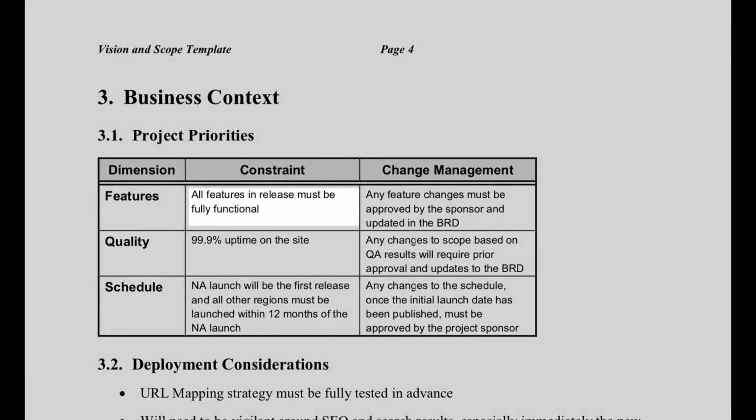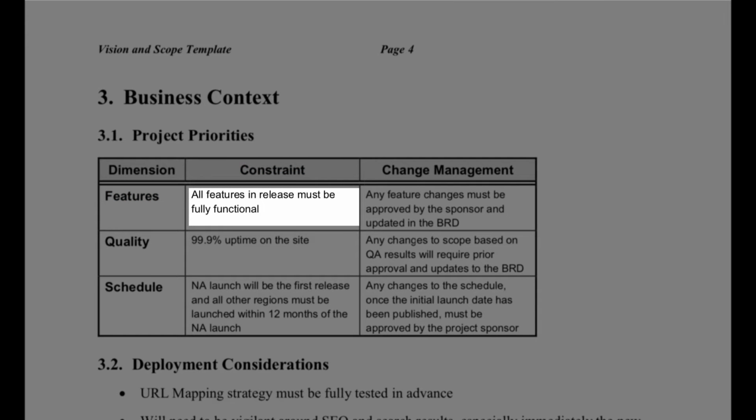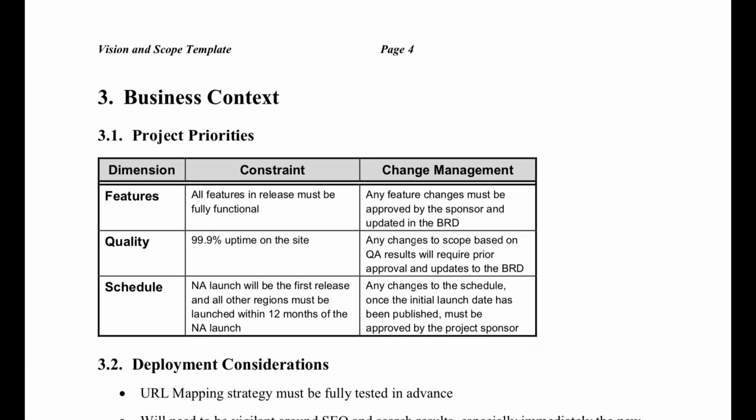So all features in the release must be fully functional. So we're saying anything that's included in any release, whether that's release 1, release 2, whatever release it is, the expectation is that all the features are fully functional, that we are not going to release something that has major defects. We expect that if we put a feature out into production, that feature is functioning correctly.